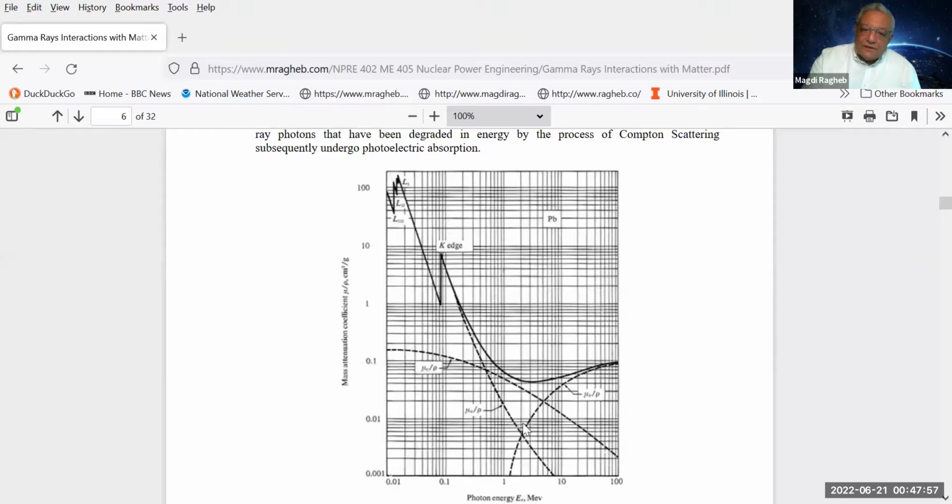This shows the probability of the photoelectric effect. This shows the range of the Compton scattering, and beyond 1.02 million electron volts, which is the mass of 2 electrons, you find that you get the pair production process. The three of them combine together, and you can see here that there is a minimum at 2 million electron volts in the case of lead. This graph is for lead.